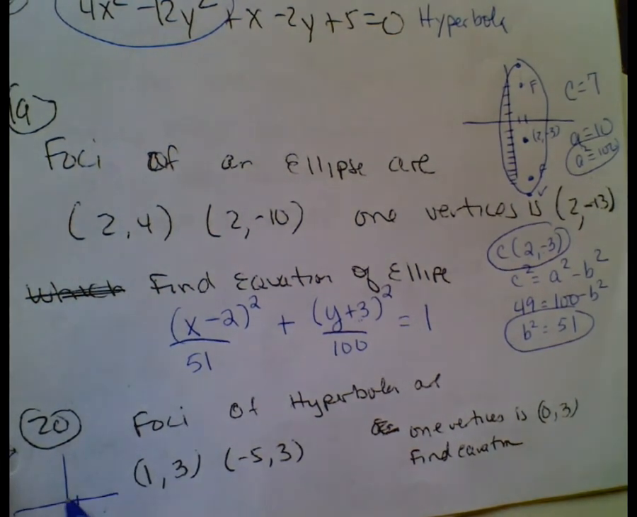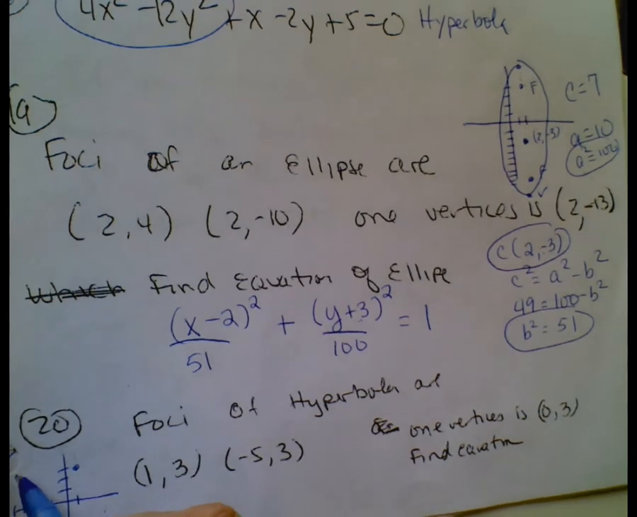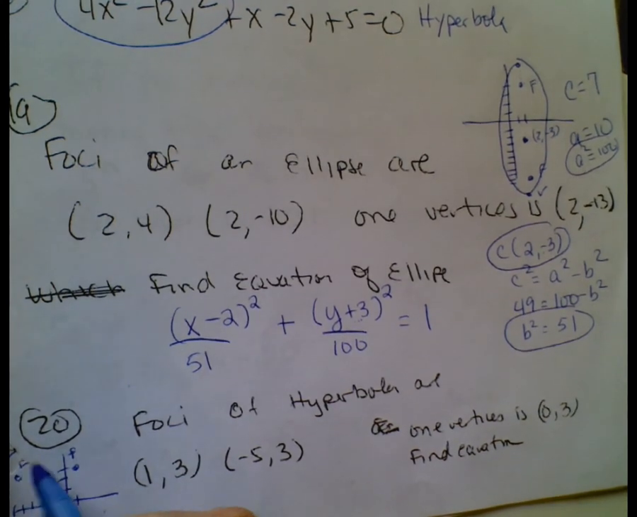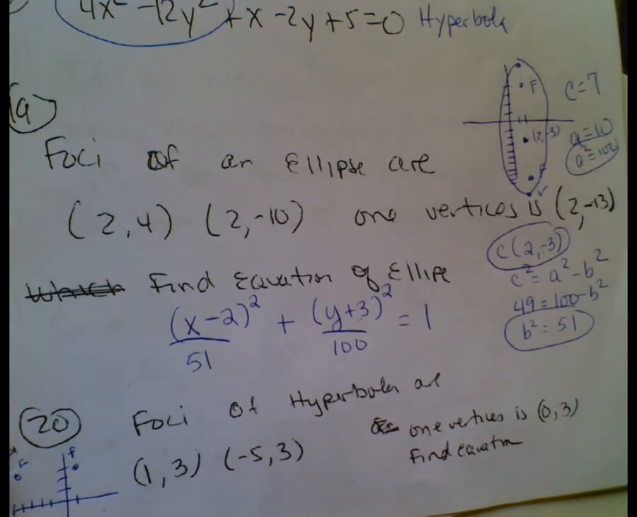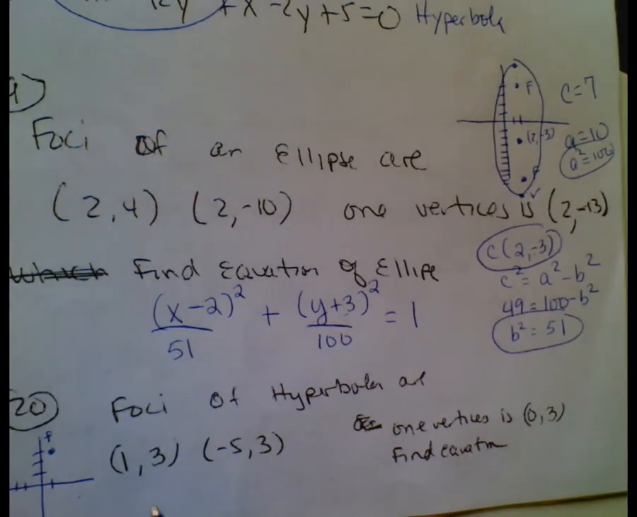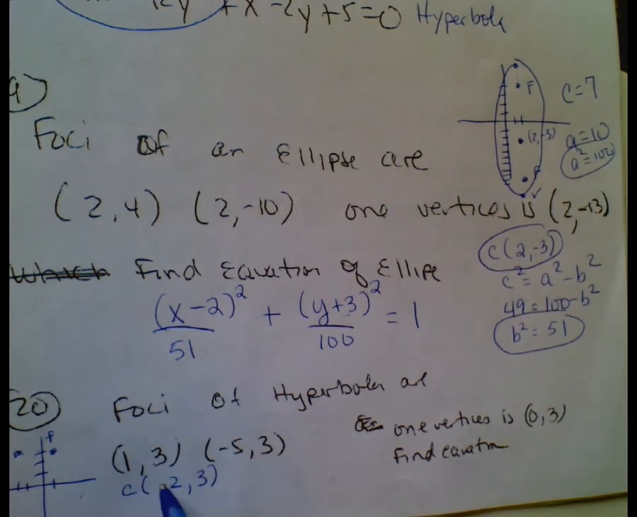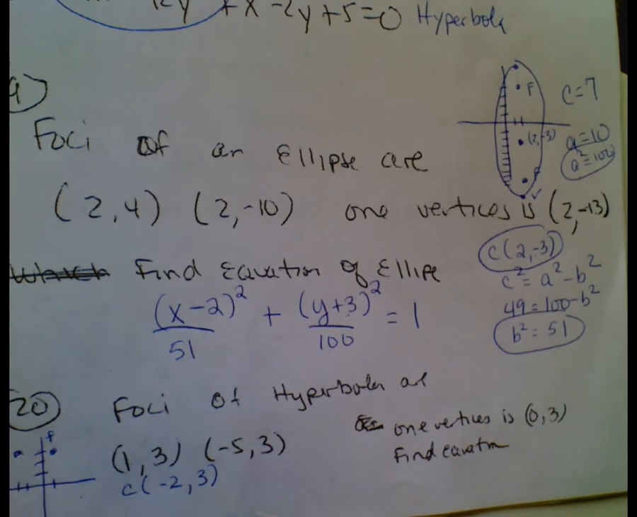So I have a similar one for a hyperbola here. We have (1, 3) for one of the foci, and (-5, 3) for another focus. I'm going to put F and F. So we should be able to figure out the center. The distance between 1 and -5 is 6. Half of that is 3. So if we count 3 to the left, we should be at our center. So our center looks to be (-2, 3). Negative 2 is 3 away from 1 and 3 away from negative 5.